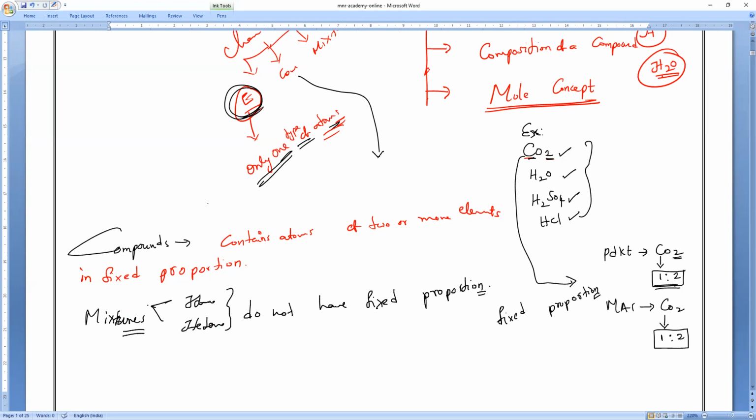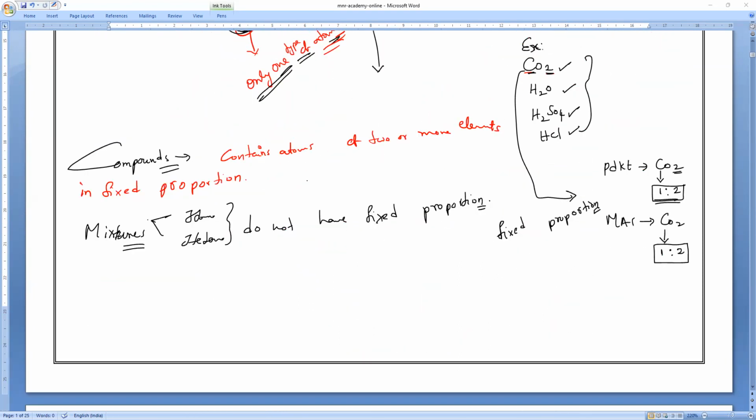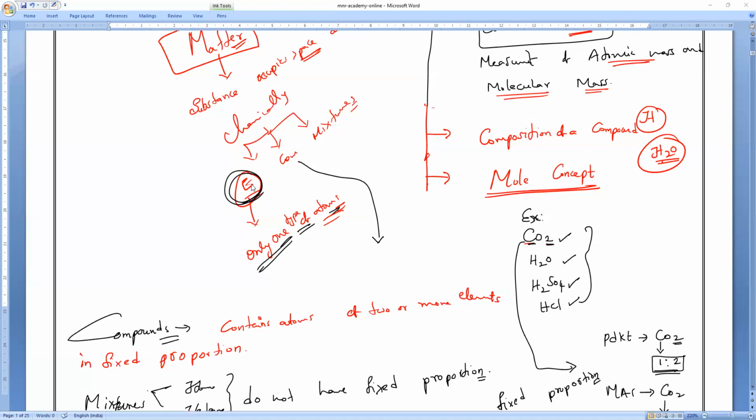In a mixture, atoms are not chemically bonded, but in compounds, atoms are chemically bonded and they always have a particular proportion. So that is what you have to remember. Anybody having any doubt, please let me know. Do you all understand what is chemically? Physically, we classified matter into three states: solids, liquids, and gases.